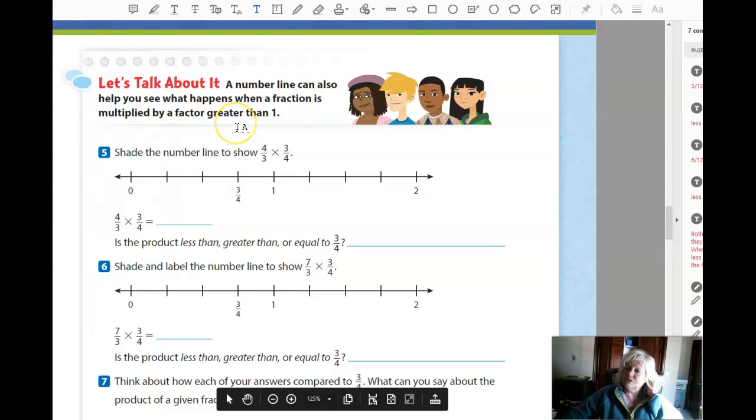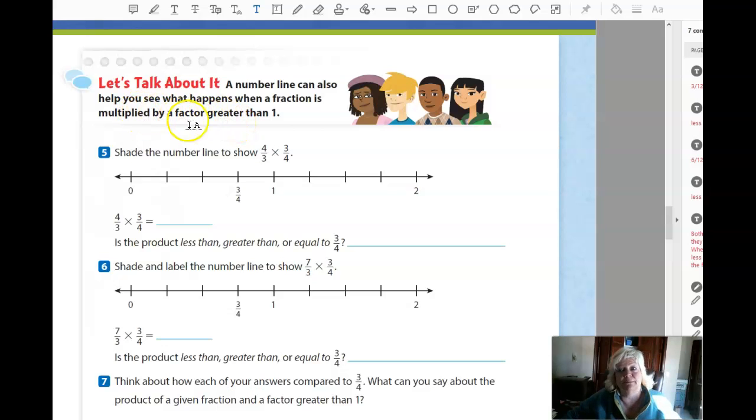A number line can also show what's happening when a fraction is multiplied by a number greater than 1. So the last page was less than, this is greater. So shade the number line to show 4/3 of 3/4. Again, let me get my pencil. Here's our 0 right here, here's our 1 mark, and here's our 2 mark. That says we're looking at 3/4.